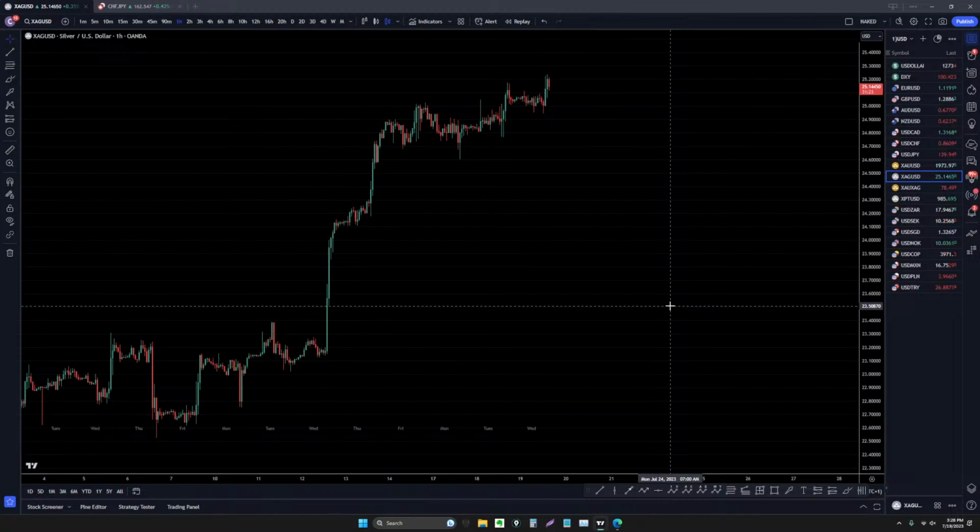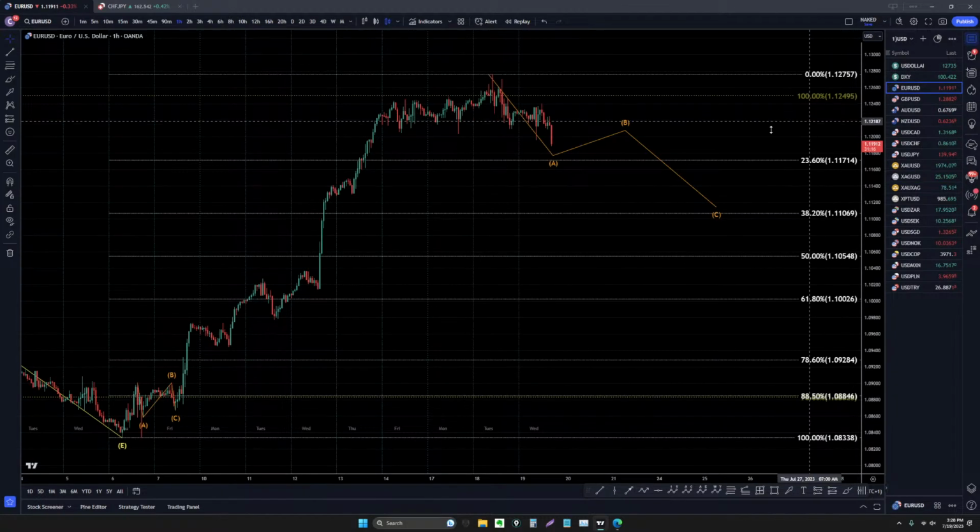We still have a few hours left to the New York session, so definitely keep an eye on these dollar pairs. I wouldn't be surprised if we saw some nice movement over the next few hours.